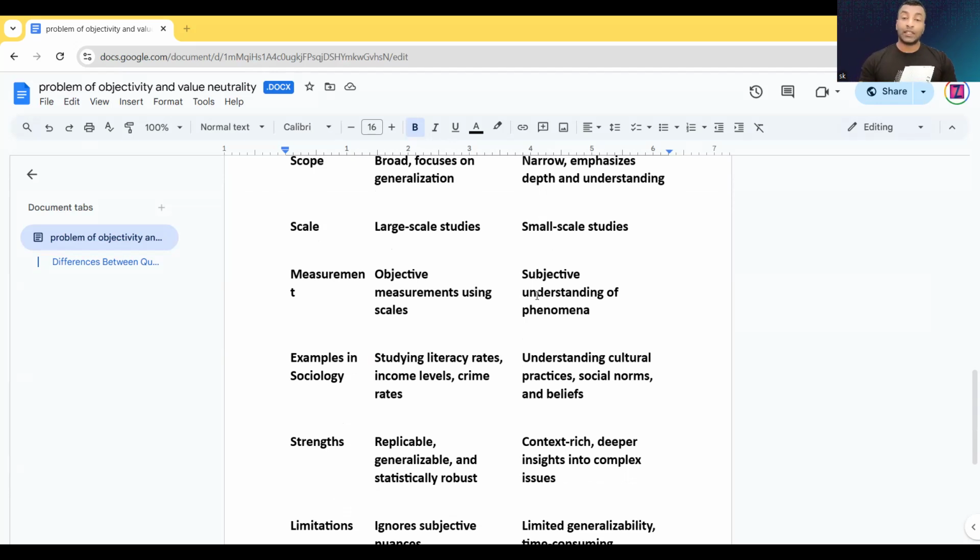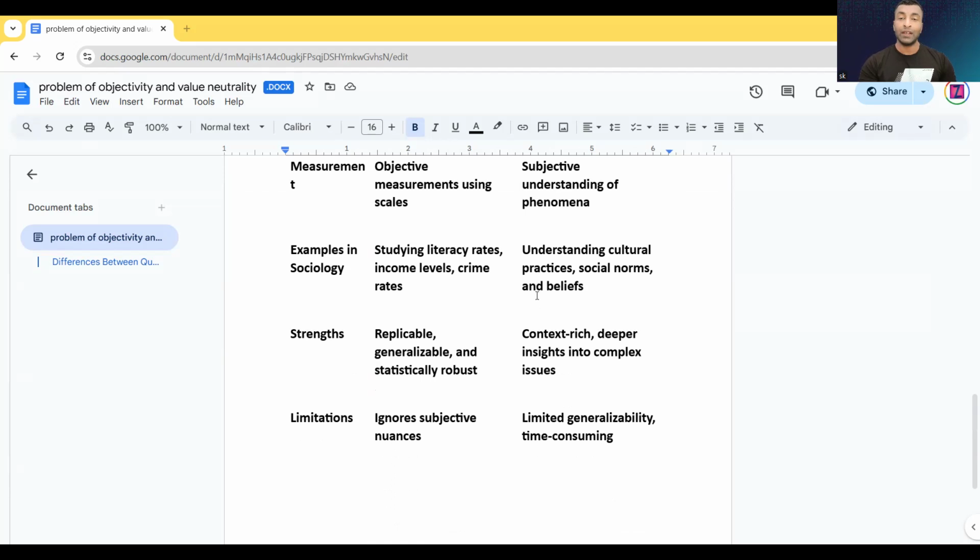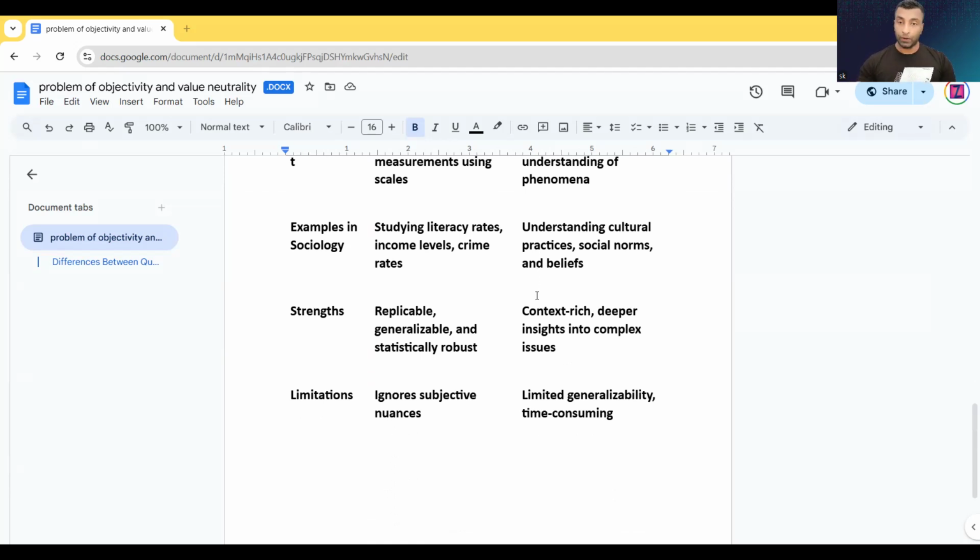The other side is the subjective understanding of a phenomenon. Examples: if you talk about studying literacy rates, income levels, crime rates, poverty, all these are quantitative. And when we talk about understanding the cultural practices, the social norms, beliefs, all these come under qualitative.